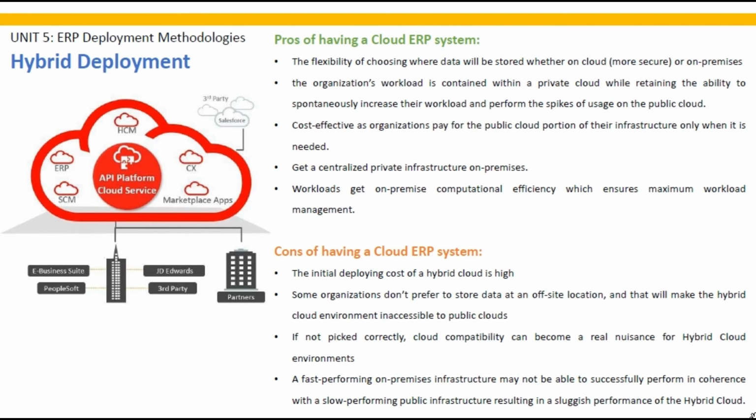Now, the drawbacks. The initial deployment cost of a hybrid is very high because you have to implement the on-premise as well as the cloud. Some organizations don't prefer to store data at an office site location and will make the hybrid cloud environment inaccessible to public cloud. So, if not picked correctly, cloud compatibility can become a real nuisance for hybrid environments. And a fast performing on-premise infrastructure may not work coherently with a slow performing public infrastructure, resulting in sluggish performance in the hybrid cloud. So these happen to be a few of the drawbacks of the hybrid cloud.